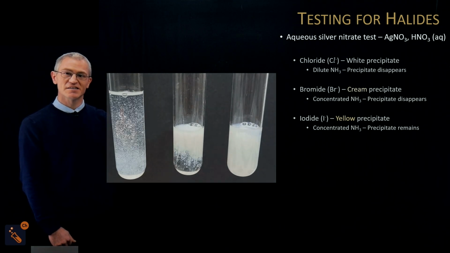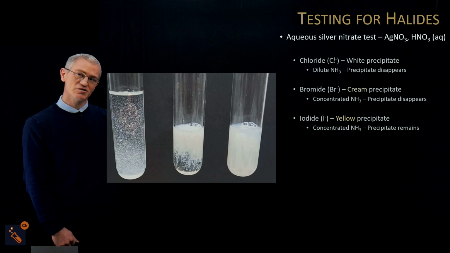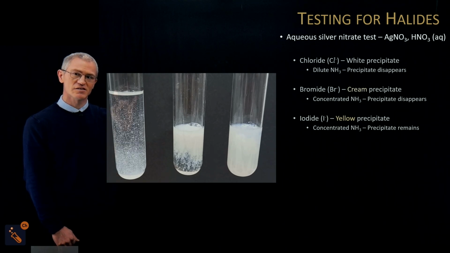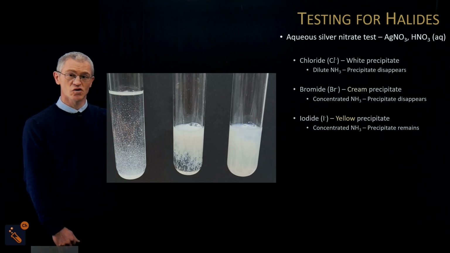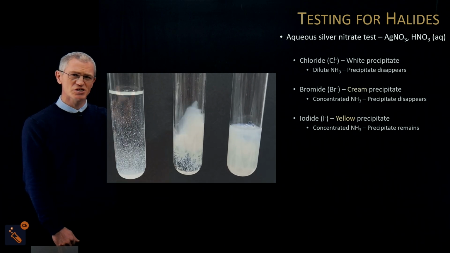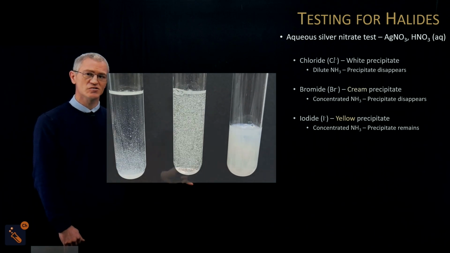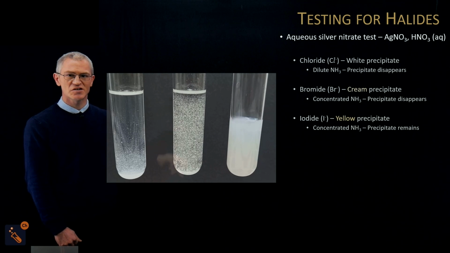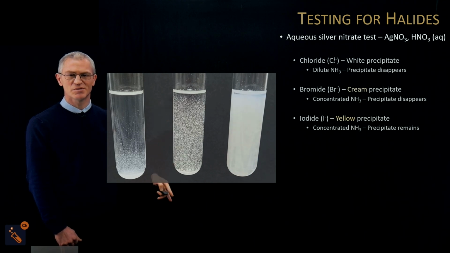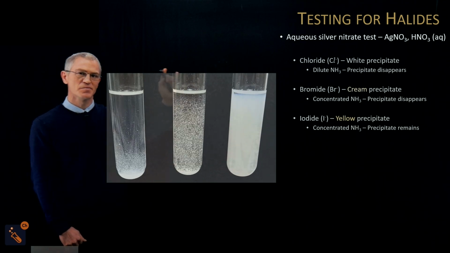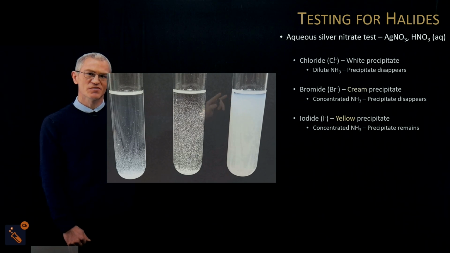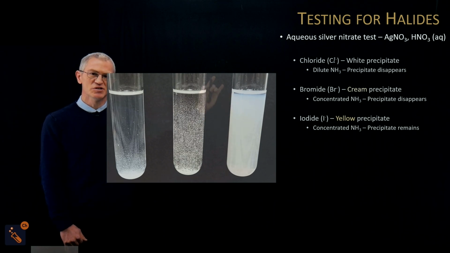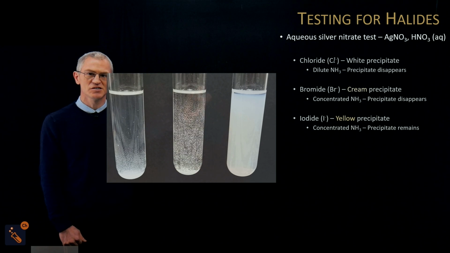Here I've added the dilute ammonia, and you can see that instantly that precipitate has gone predominantly. There's a few tiny bits, but it's gone. We then add concentrated ammonia, and you can see again, the majority of it has gone. There's a tiny bit remaining, but it's dissolved. And then here we've added concentrated ammonia again, but there's no change. You can see there is no change whatsoever.